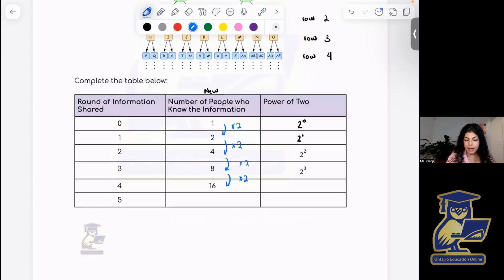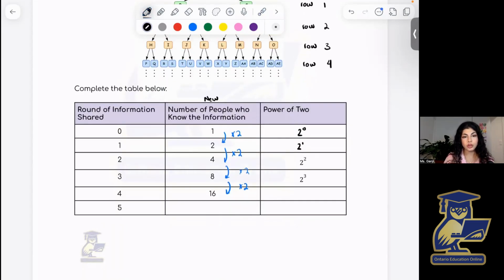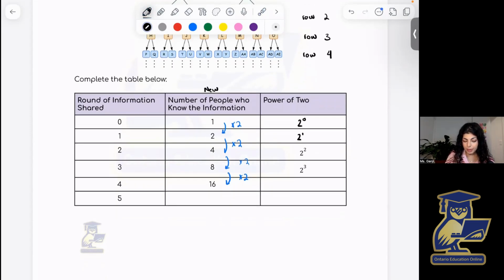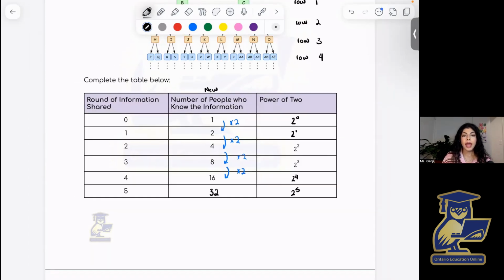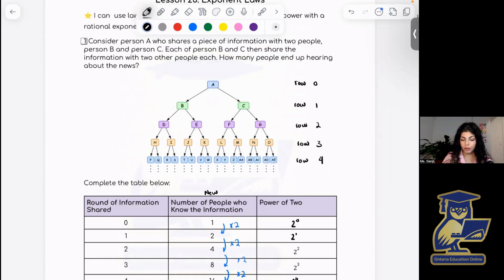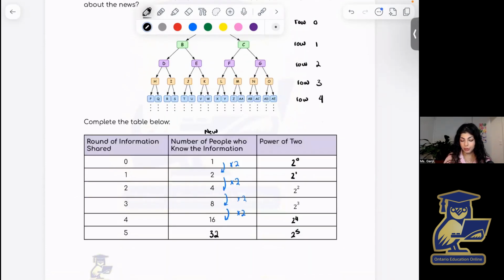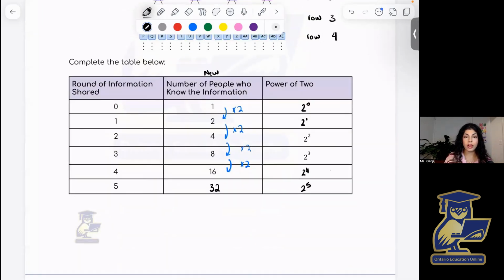And so following this pattern, even though row 5 is not shown to us, we would expect there to be 32 people there. And on the power of 2 column, as we fill this would be 2 to the power of 4, 2 to the power of 5. So to know how many people end up hearing about the news, you would just have to total all of these up, all of the powers of 2 or all of their results here. You can add them up to know how many people now know.